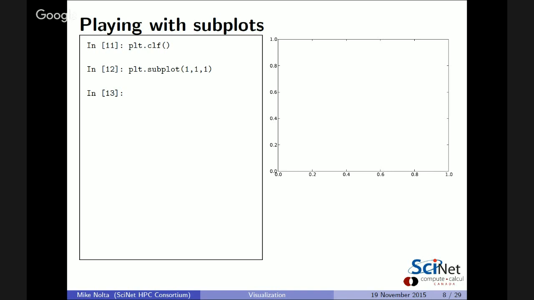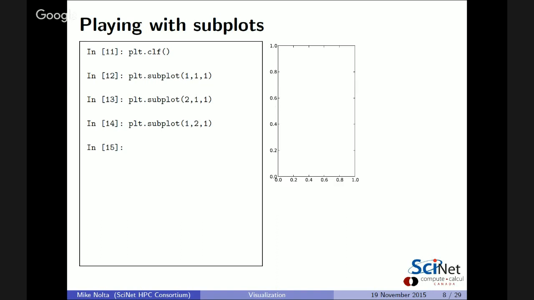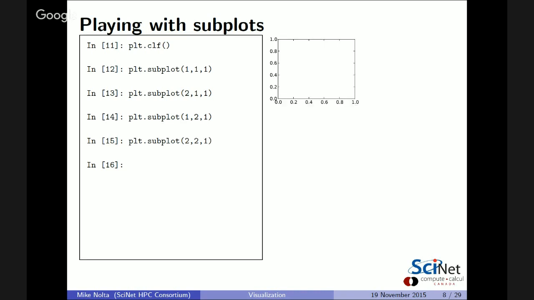So here, we didn't need this. We're making one row. We're making a grid of 1 by 1 plots. So this is just one plot. Doesn't really do anything. But here I'm going to say now I want 2 rows, 1 column, and work on the first figure. And likewise, 1 row, 2 columns, work on the first figure. 2 by 2, first figure.